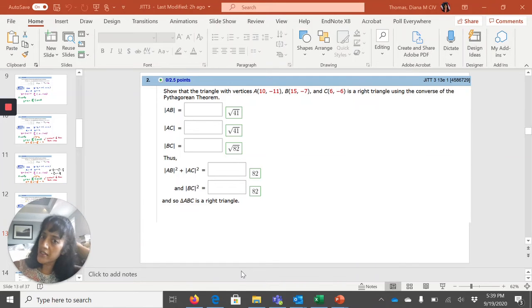All right, the question here is to show that the triangle is a right triangle using the converse of the Pythagorean theorem. Well, actually, there is no converse of the Pythagorean theorem. The Pythagorean theorem is that leg squared plus leg squared is equal to hypotenuse squared if it's a right triangle, and vice versa. If leg squared plus leg squared equals hypotenuse squared, it is a right triangle. It's what we call a tautology.